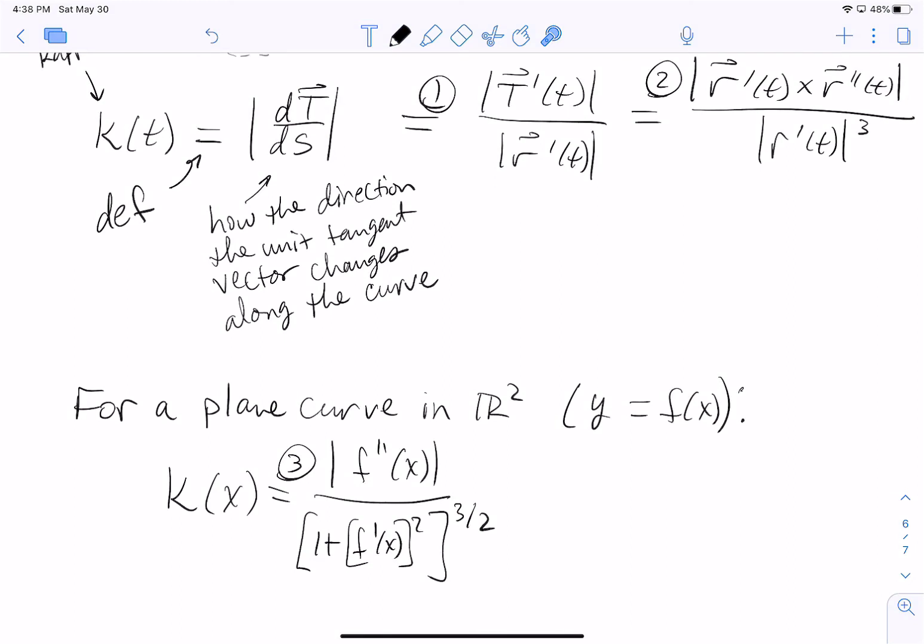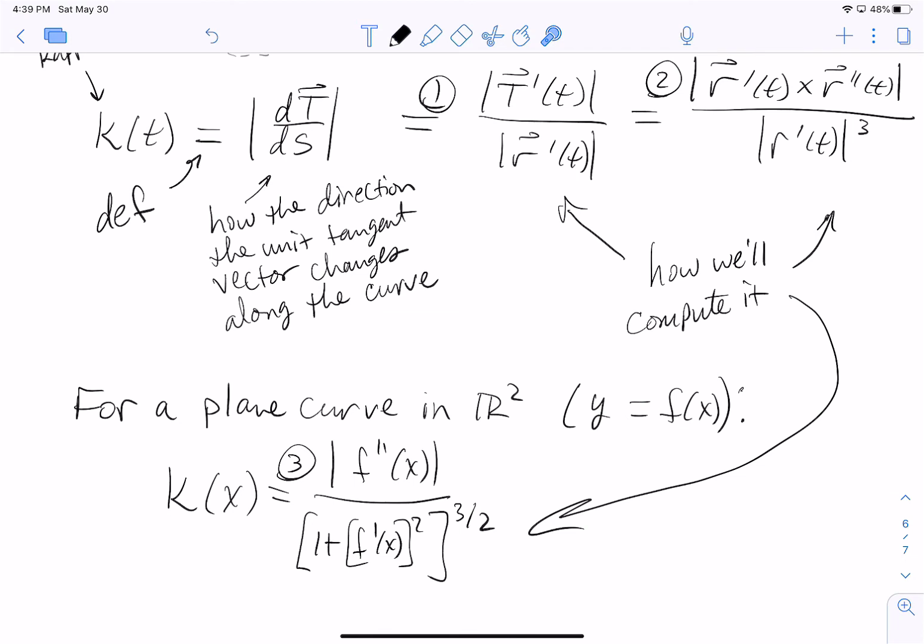And while we have the definition of the magnitude of dT/ds, these three expressions are how we're actually going to compute it. As for which expression to use, between 1 and 2, it's really just a matter of which one you prefer to use. Do I want to find the derivative of the unit tangent vector, or do I want to find r prime and cross it with r double prime? For the third one, it's pretty well laid out. This is if y is a function of x.